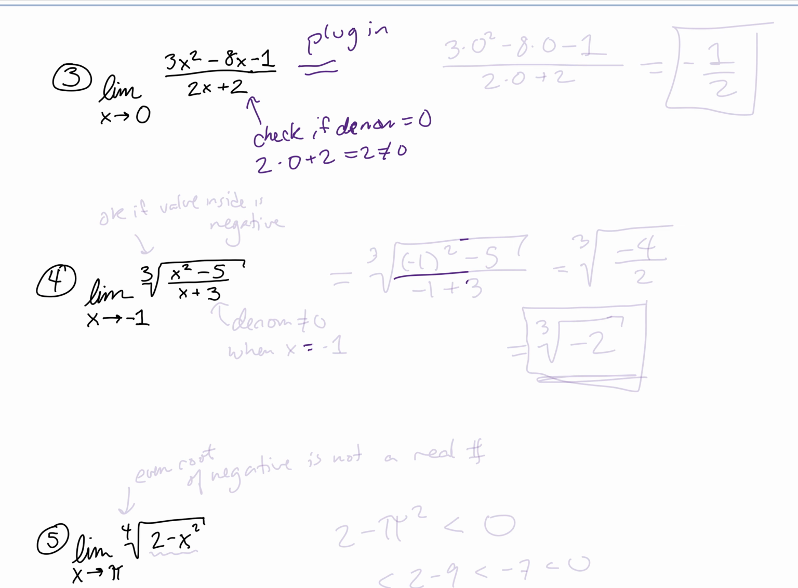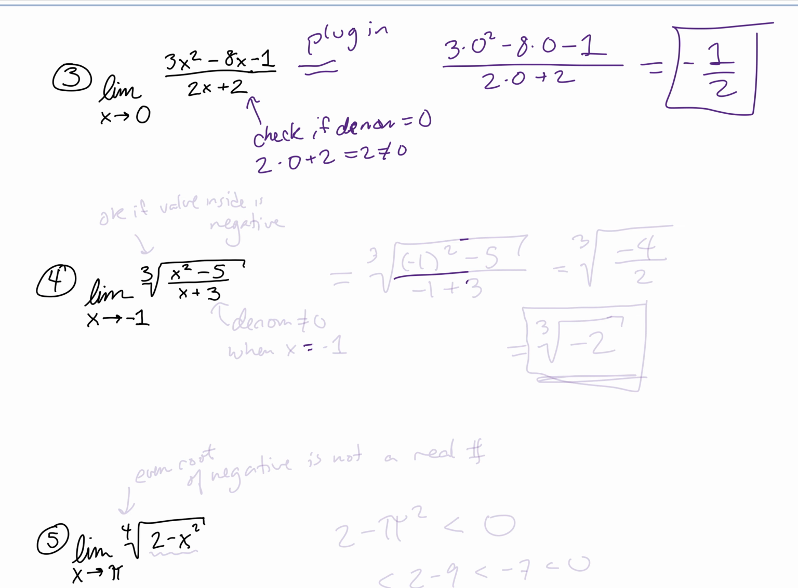We know that for any rational function, as long as the denominator is not 0, we can just plug our value in. So we've got 3 times 0 squared minus 8 times 0 minus 1 divided by 2 times 0 plus 2. And so that ends up just being negative 1/2. So negative 1/2 is our solution there.